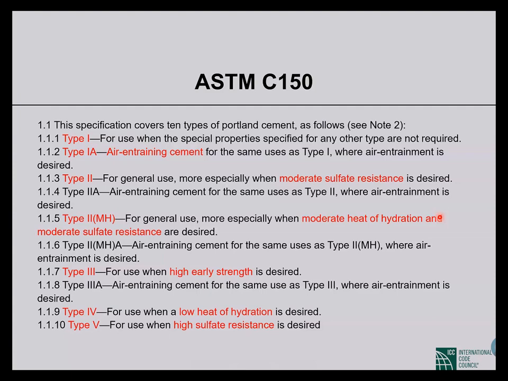So even for ordinary Portland cement, there are many varieties mentioned in ASTM C150. Type 1, 2, 3, 4, 5 types. And all of them have another type, like type 1A, type 2A, type 3A. Not type 4A, type 5A, they don't have, but type 1A, type 2A, type 3A. So this A stands for air entraining cement.